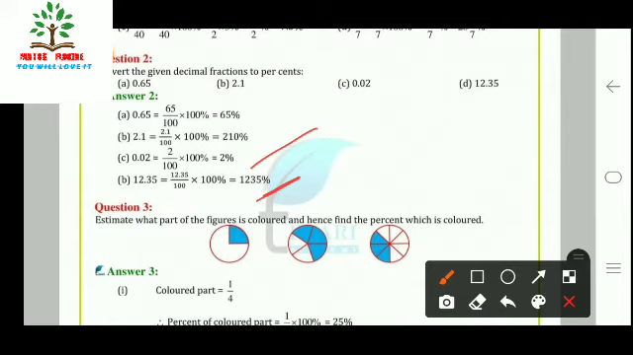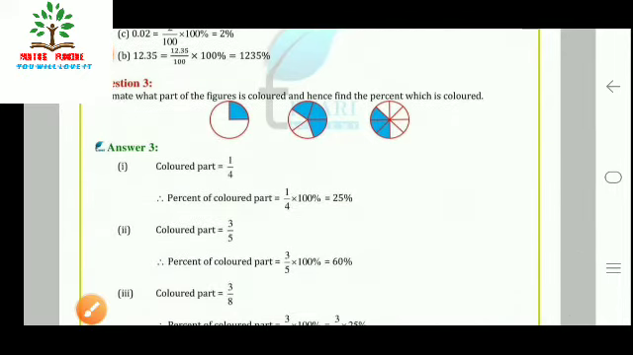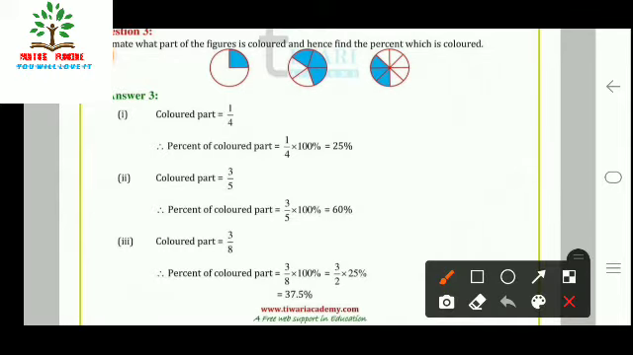Now question number 3 is estimate what part of the figure is colored and hence find the percent which is colored. So we have to see this. We can see here only one part is colored, and there are 4 parts here. So this is 1/4. Now converting to percent, 1/4 into 100%, that is 25%. Then the colored part in the second figure is 3/5. So again 3/5 into 100%, on solving this will become 60%. 5 into 20, so 20 into 3 is equal to 60%.